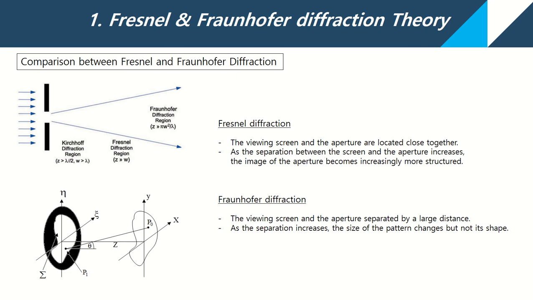There are observable differences between Fresnel and Fraunhofer diffraction. In Fresnel diffraction, the viewing screen and aperture are located close together. As the separation between the screen and the aperture increases, the image of the aperture becomes increasingly more obstructed. In Fraunhofer diffraction, the viewing screen and the aperture are separated by a large distance. As the separation increases, the size of the pattern changes, but the shape does not change.